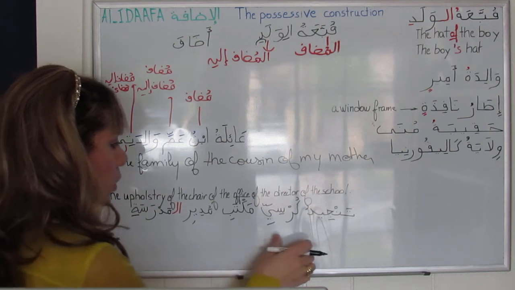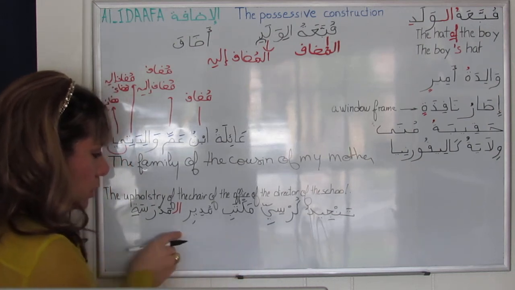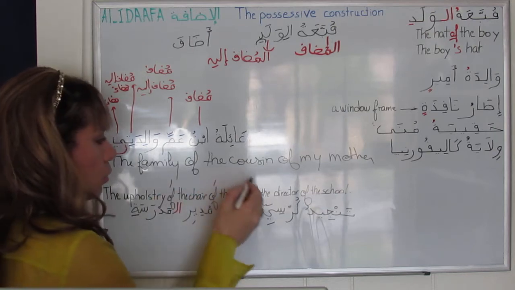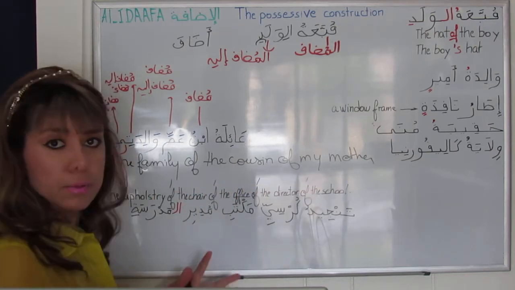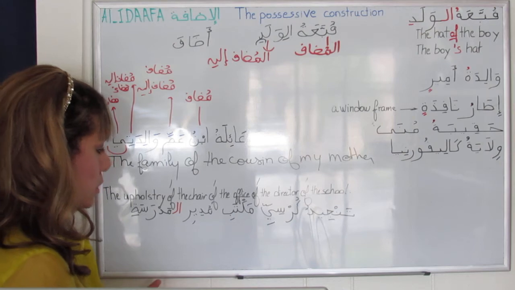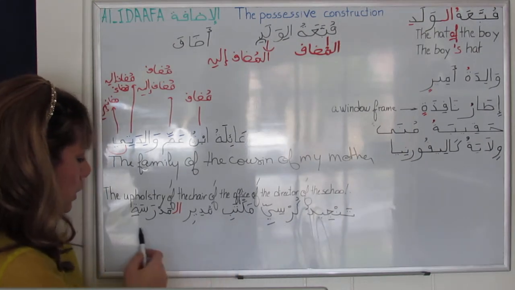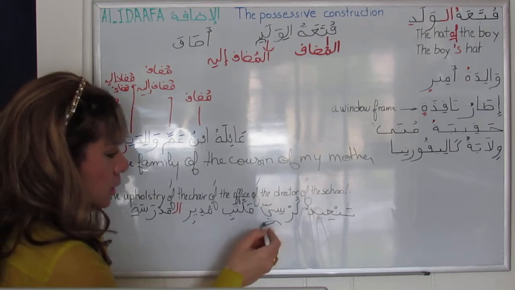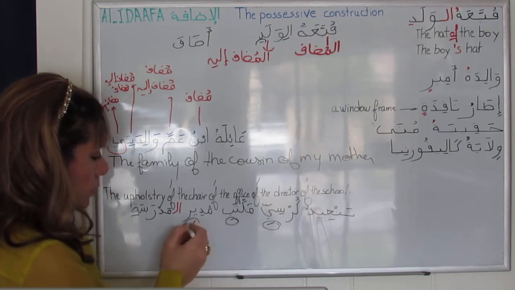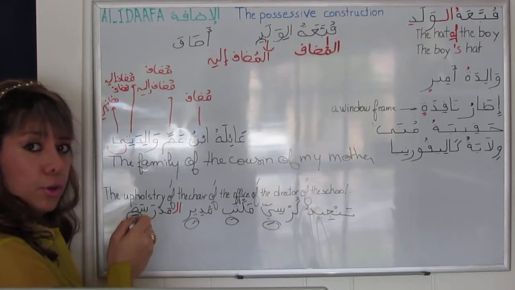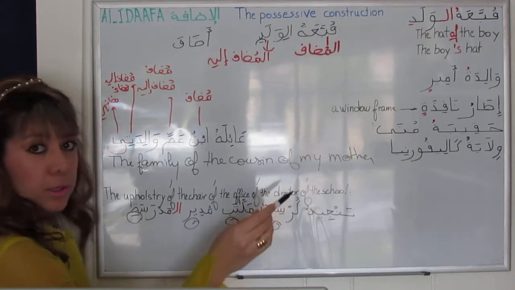So here in the Arabic translation, we just kept the essential. We got rid of ofs. We just kept the essential words. So tanjidu kursiyi maktabi mudiri al madrasati. Look at the kasras. That's why it's called the genitive construction, because of the kasras.